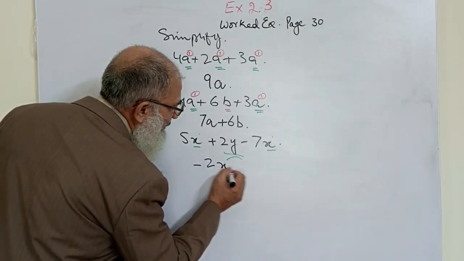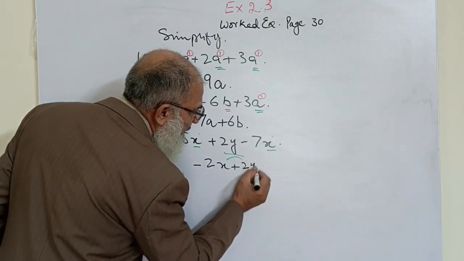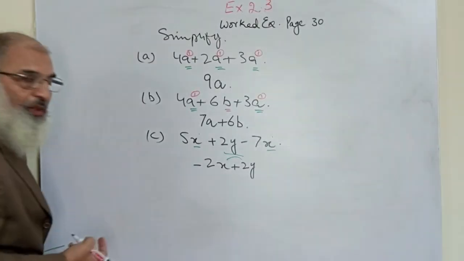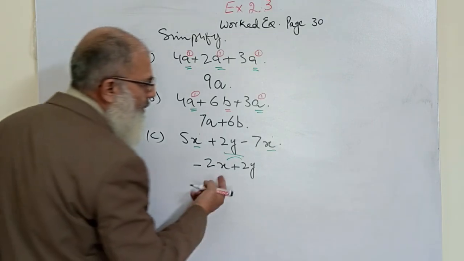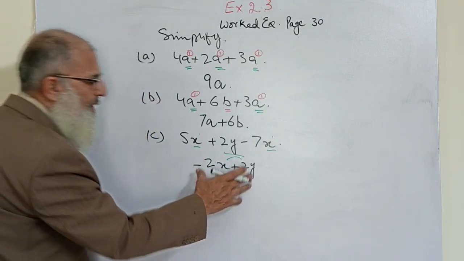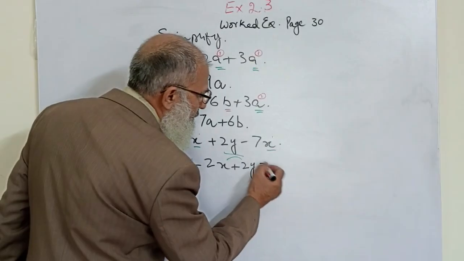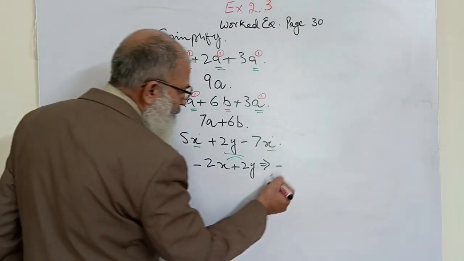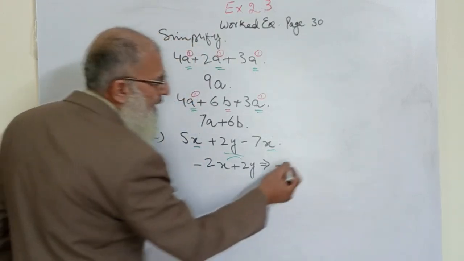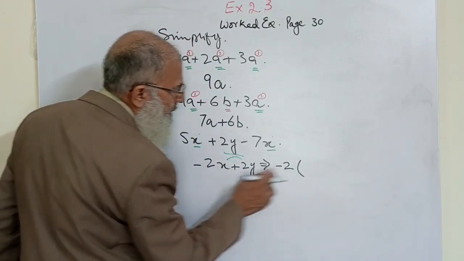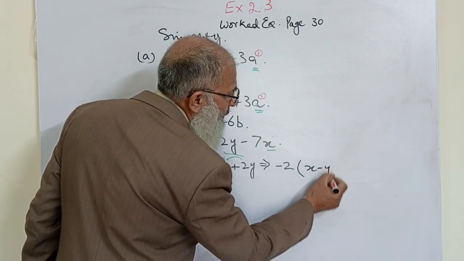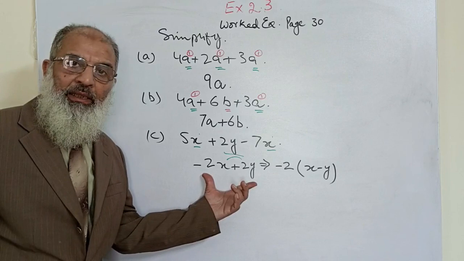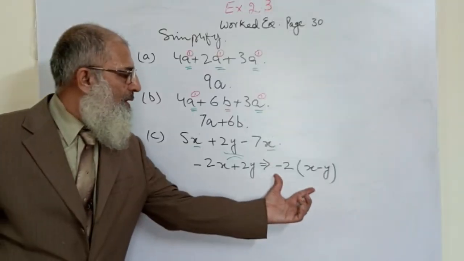So minus 2x plus 2y. Now this can be further simplified if we want to, but the answer is correct up till here. Now you can go to minus, put the minus sign out with 2 and just do it in this way. This answer is also valid.